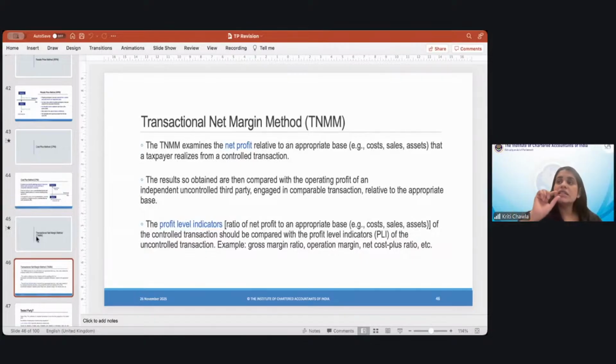When I say that it is relative to a particular base, this terminology is called as profit level indicator. It basically is the net profit divided by an appropriate base. It could be cost or sales, and then you have to compare the same thing, net profit by sales, with the independent party. And that's how you're able to establish the transactional net margin method.